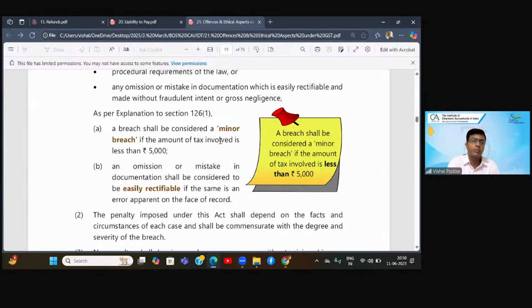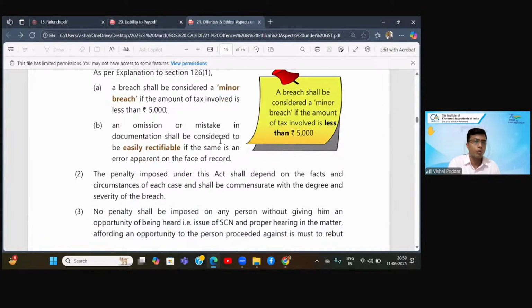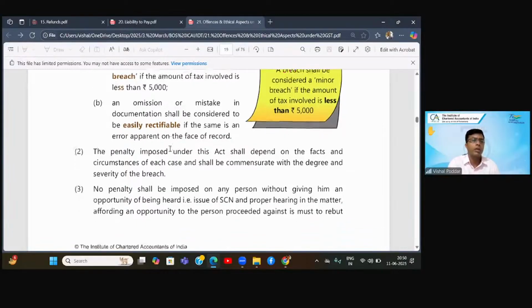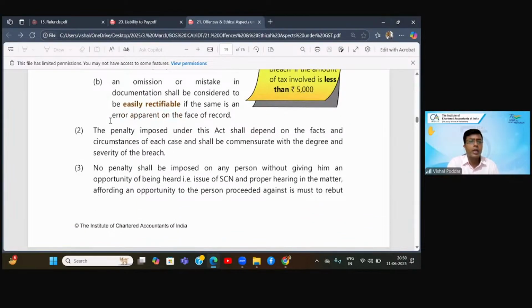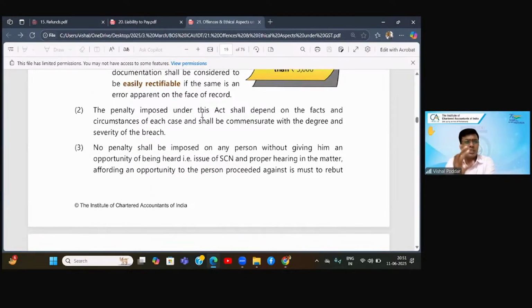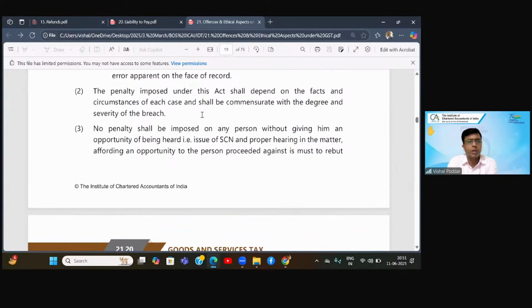According to the law, minor breach is where the amount of tax involved is not more than 5,000. What is omission or mistake in documentation which is easily rectifiable? It is if the same is an error apparent on the face of record. So from the document itself, let us say invoice, it is clearly visible that I did not have the intention to make it wrong, but there was some error which is apparent, like writing GST number in a wrong sequence, or at the time of writing amount, putting the commas at wrong place. These are all easily rectifiable mistakes and apparent from the record.